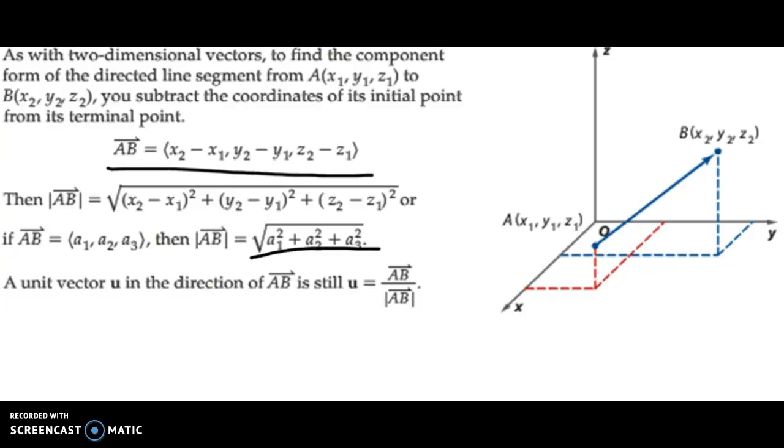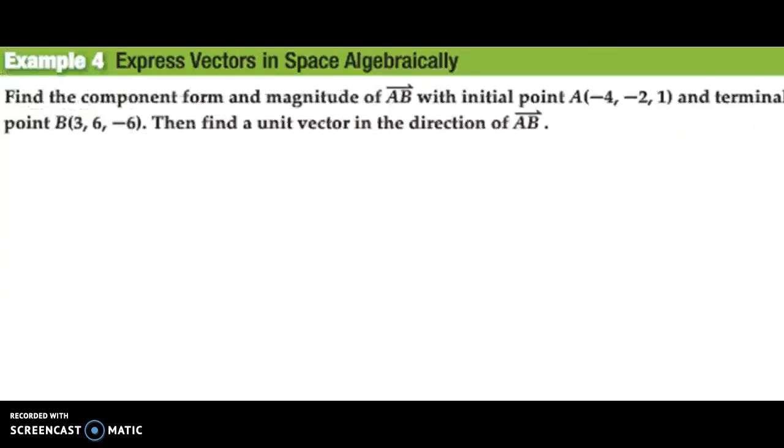It's the same thing, just like you did x squared plus y squared in your components. It's x squared plus y squared plus z squared. And again, to find a unit vector, you simply find the vector divided by its magnitude. Okay, so nothing is different with three-dimensional instead of two-dimensional vectors.